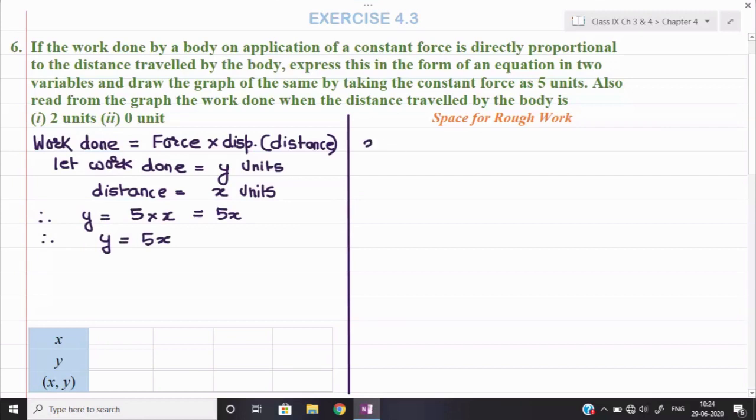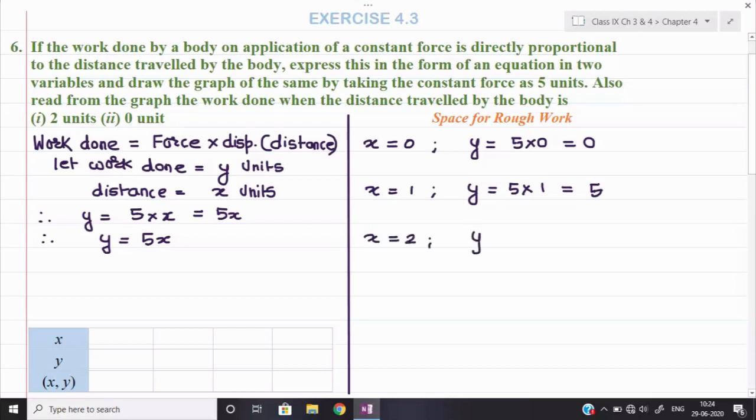So first I am taking the value of x equal to 0. In that case, the value of y will be equal to 5 into 0, which is 0. Suppose I take the value of x equal to 1. So the value of y will be equal to 5 into 1, which is 5. Okay, and if I take the value of x equal to 2, then y will be equal to 5 into 2, which is 10.